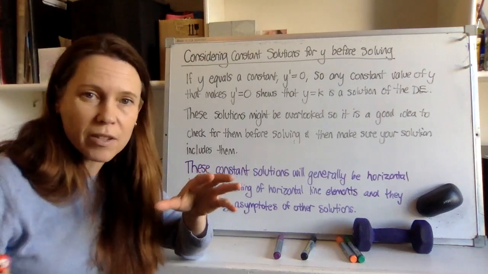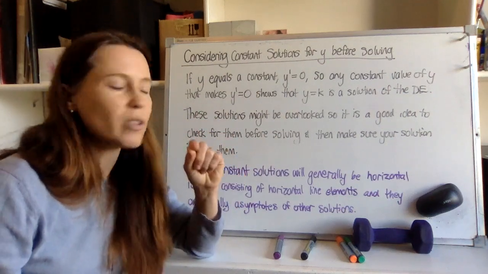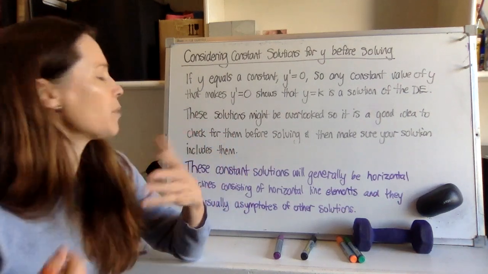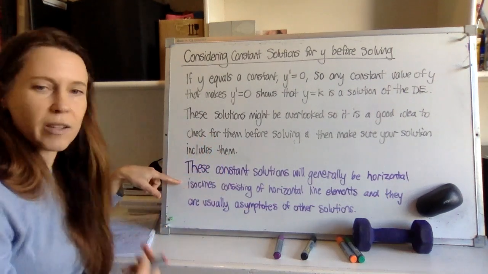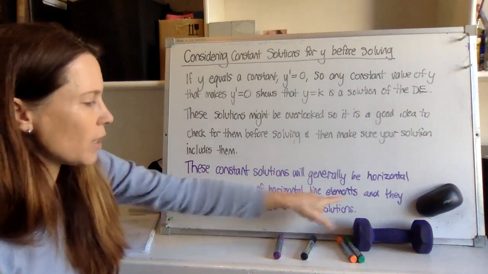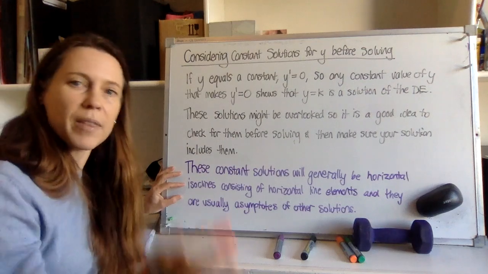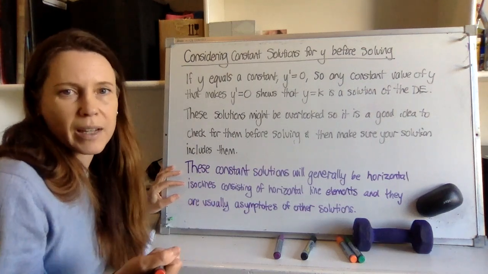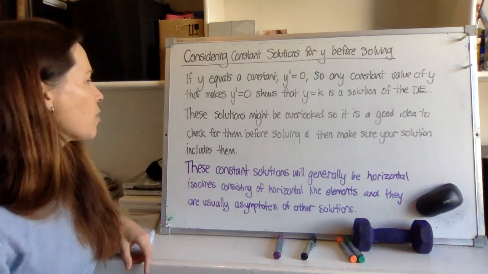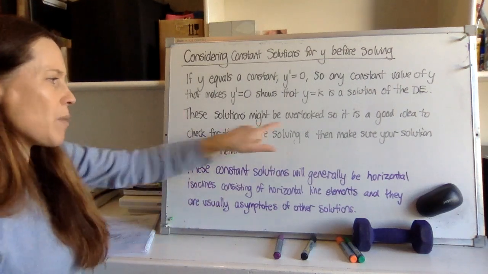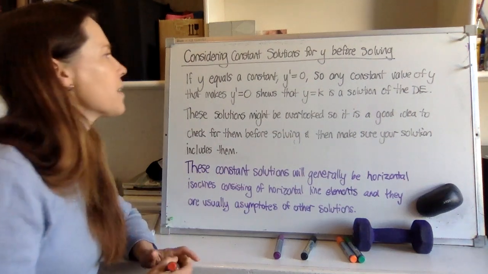Now, the rest of the solutions might take some other fancy form and be quite complicated curves, but this special solution might be one of those ones that's a straight line. And we've seen these before. I've written down here, these constant solutions are generally horizontal isoclines consisting of horizontal line segments, and they're usually asymptotes of the other solutions. So we've found these before, but rather than picking them up at the end, spotting them at the start and thinking, well, I've got to make sure that my final solution actually includes these is really worthwhile. The reason is that we might overlook them otherwise. So let's check for them at the start. This will make a little bit more sense in an example.